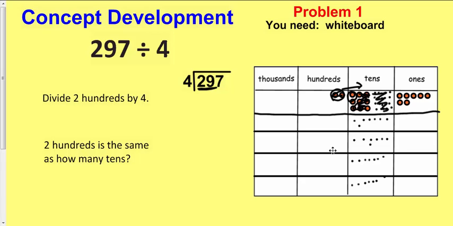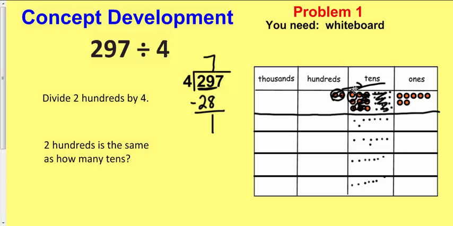So when I come over here, notice if you skip the step of putting the 0 there, when I put 7 to show that I have 7 tens in each group, the 7 has to go in the tens place. So 7 times 4 is 28. 29 minus 28 is 1. There's my remainder of 1.